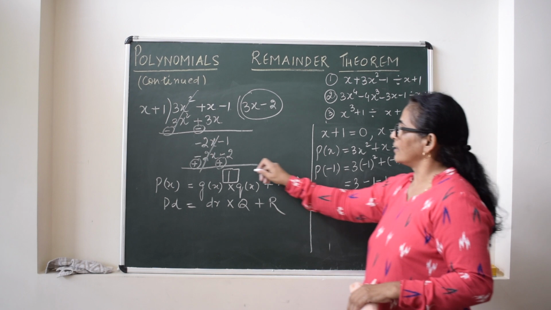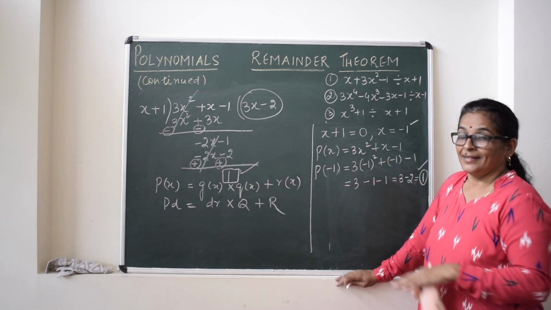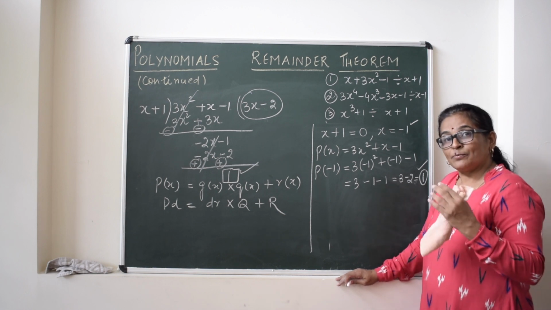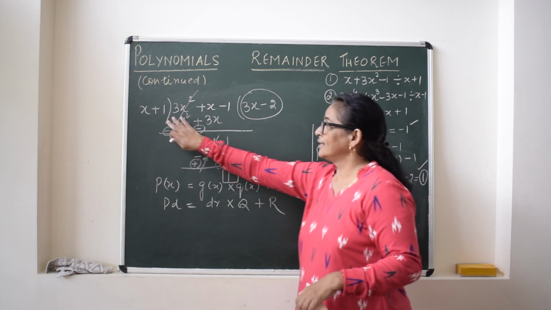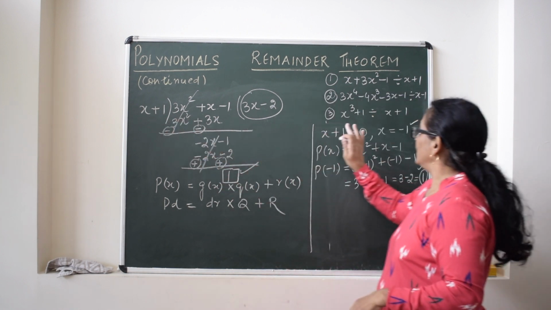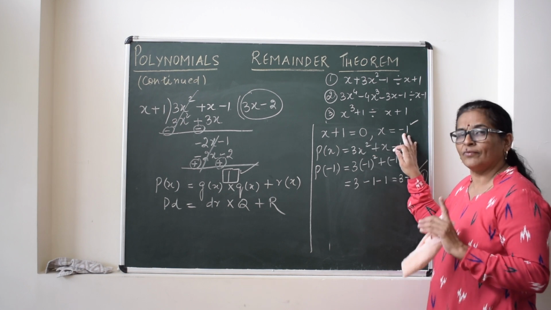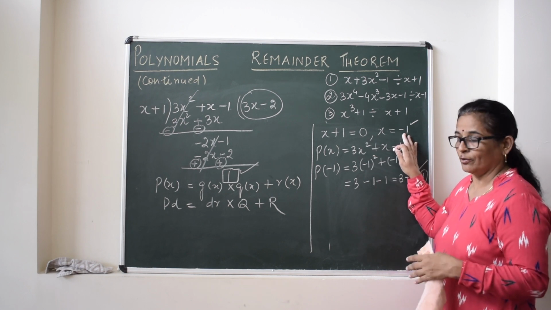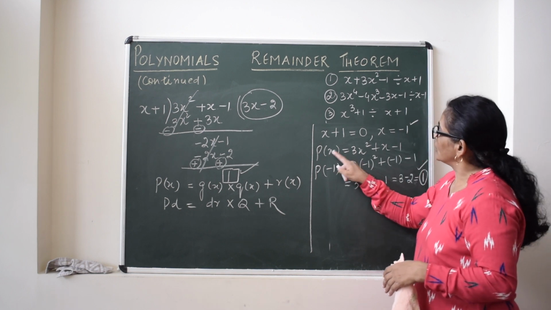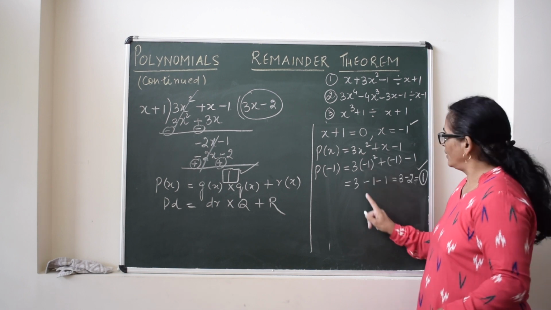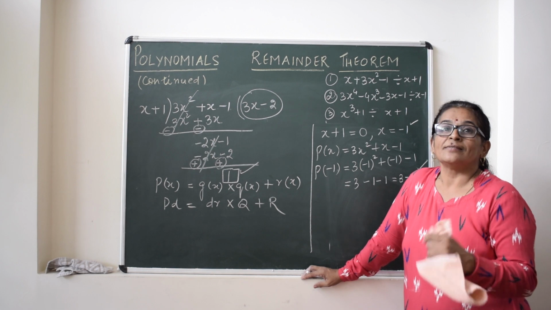Now look at this and look at this. Here we divided and we got the remainder. But here what have we done? We have substituted the value of x, and from where have we got that? From the divisor. We equate the divisor to 0 to get the value of x, or the variable used in the polynomial. That value is to be substituted in place of x in the given polynomial, and it will give us this remainder. That only is the remainder theorem.